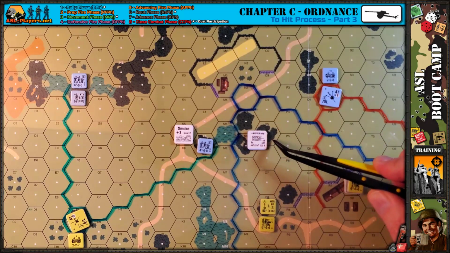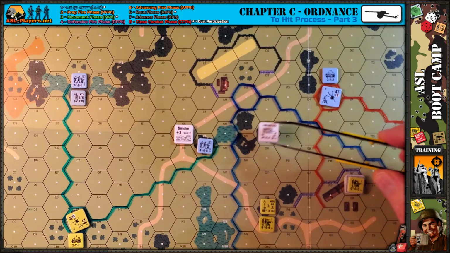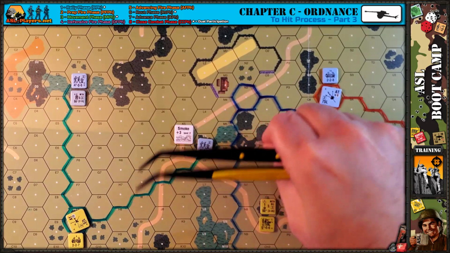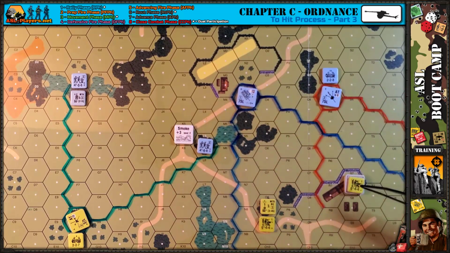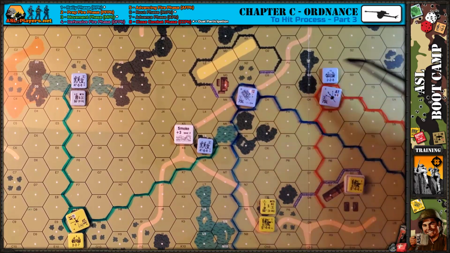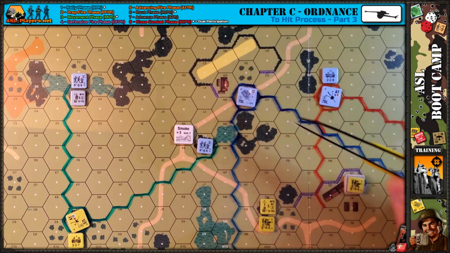He's got smoke and APDS. Well, he's not going to fire APDS at the squad. He could choose to fire smoke for whatever reason. Maybe the Germans had some units here that were trying to assault forward. He could fire smoke on this hex, but let's just say he's going to fire HE.